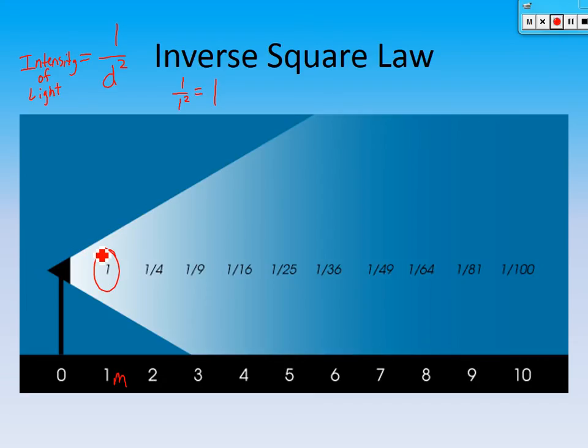Now, how would that change if you moved twice as far away? Now you're moving twice the distance away. So let's figure it out. 1 over, what's the distance now? 2, because you moved twice as far away. What's 1 over 2 squared? 1/4. So as you can see, I want you to listen to this. This is important.